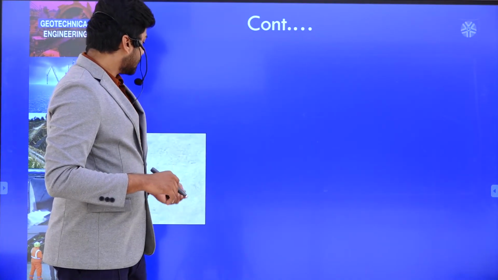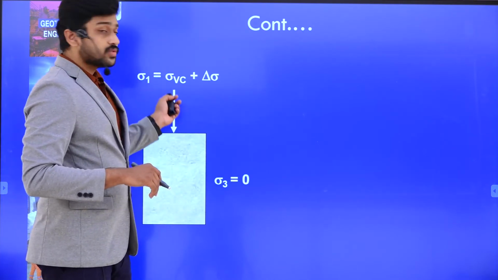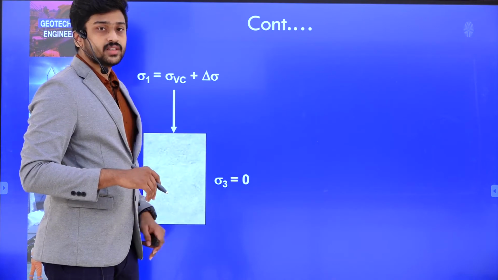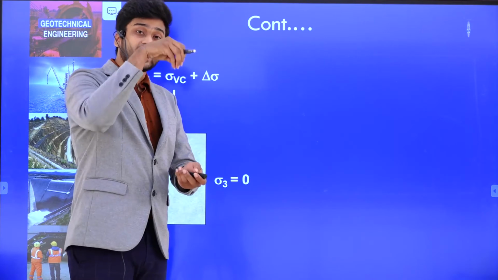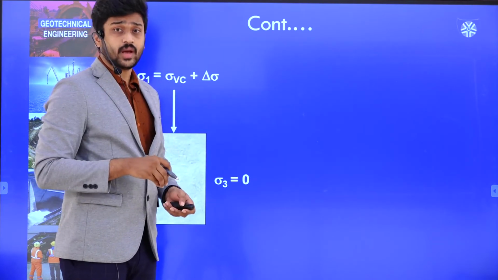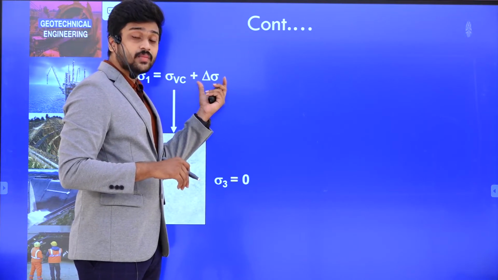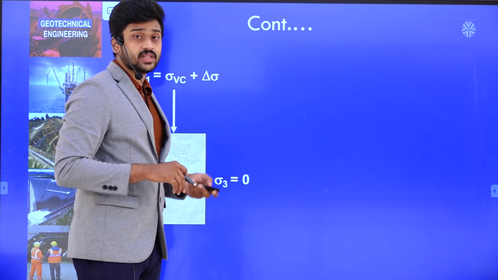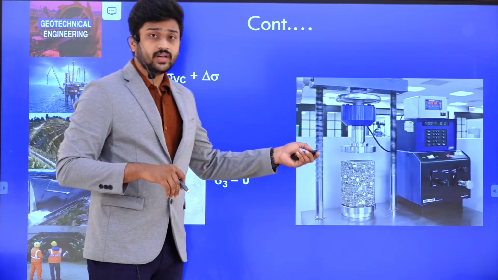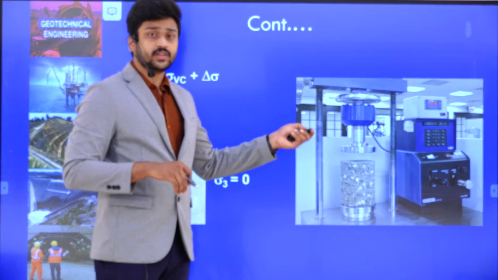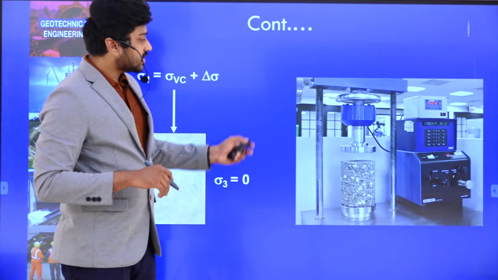Now imagine this is the soil sample. Whatever load that we apply, in this particular case sigma 3 is 0. Therefore sigma 1 will be only the external load that is present. Apart from the field conditions, whatever stress is there, only the additional delta sigma is present, that is the deviator stress. So this is the typical arrangement of equipment that you observe in a laboratory for the unconfined compression strength test.